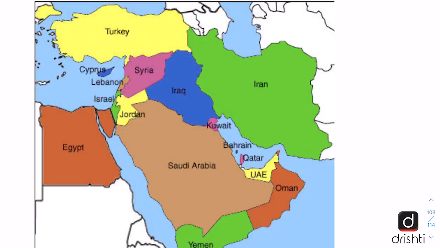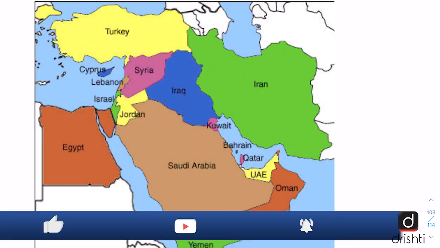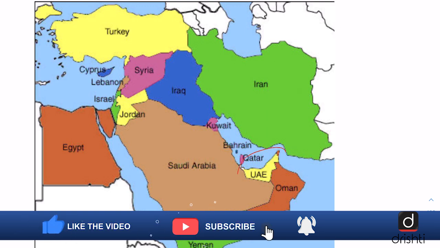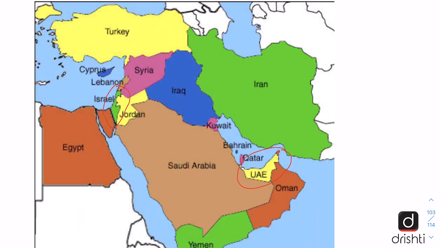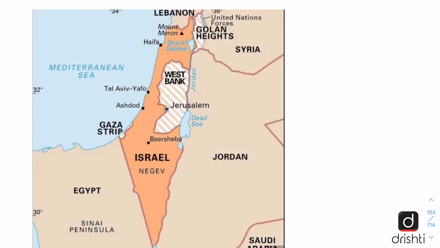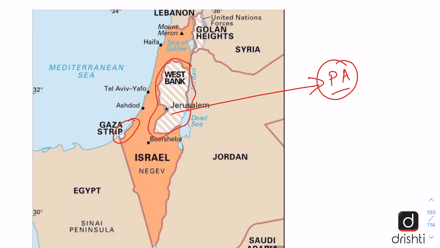Before moving on to the key points of the editorial, let us understand what the issue is all about. So here in this map, we can see UAE, which is located here, and here we can see Israel. Now let us look at Israel in a different map. So here in this map, we can see Israel and the two territories of Gaza Strip and West Bank, which are governed by Palestine Authority. And West Bank is central to the recent agreement that has been reached between Israel and UAE.